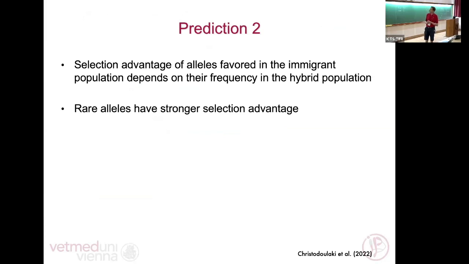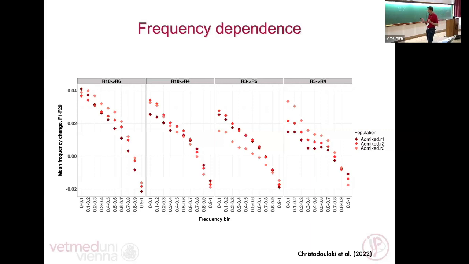So the second prediction is that the selection advantage of alleles favored in the immigrant populations depends on the frequency in the hybrid population. Because if you have a low frequency, you're more likely to be heterozygous than when you have a high frequency. And so we predict that this effect should be stronger in alleles that have a low frequency in the hybrid population compared to alleles that have a high frequency. Again, the polarization is for alleles that are going up in frequency in the immigrant population.